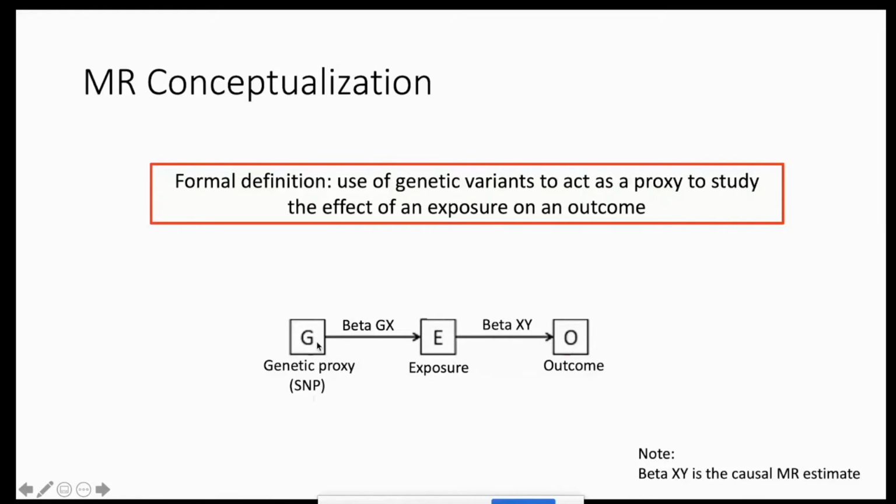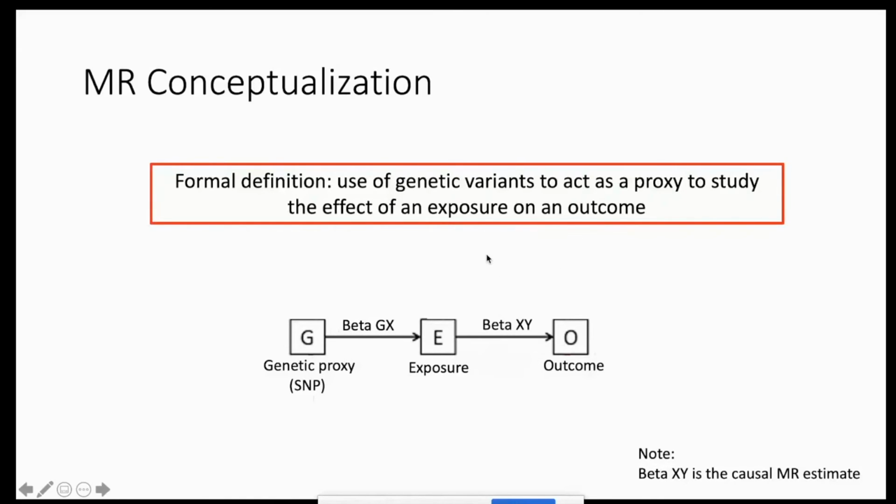And the association between the genetic proxy and the exposure is called the beta GX, and the association between the exposure and the outcome is beta XY. Now, what I don't have on this graph is the association between the genetic proxy and the outcome, and that would connect G to O, and that would be beta GO. And these betas refer to the regression coefficient from the genome-wide association study.